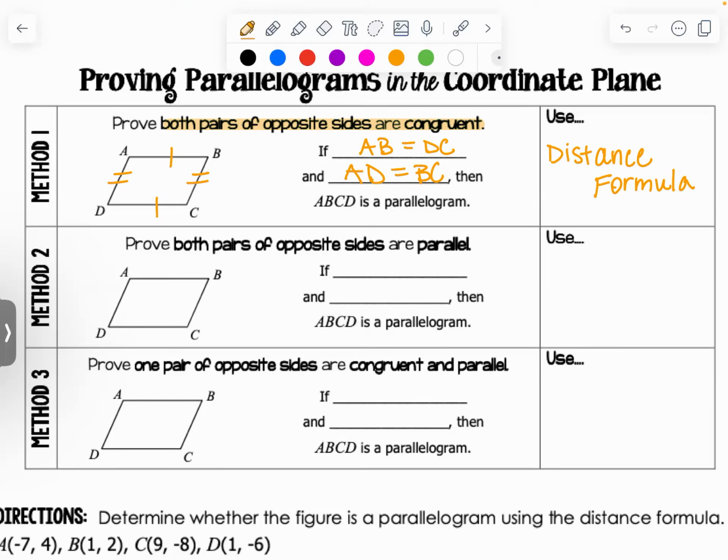Yeah. Okay, if we have opposite sides congruent, we are going to need to prove that the distance from A to B is the same as the distance from D to C. The distance from A to D is the same as the distance from B to C. Then we could say, okay, we have a parallelogram because both sets of opposite sides are the same.